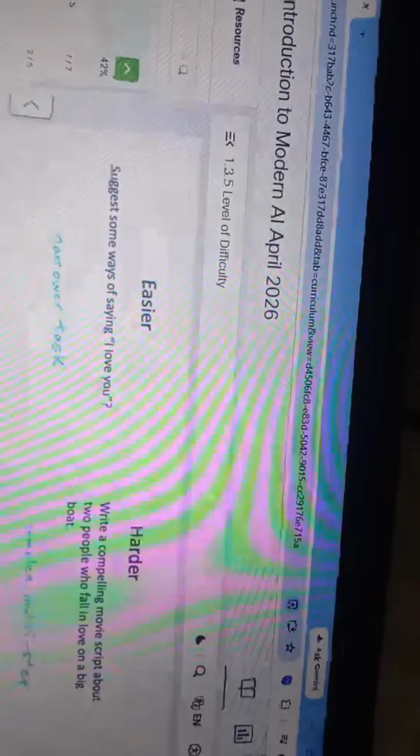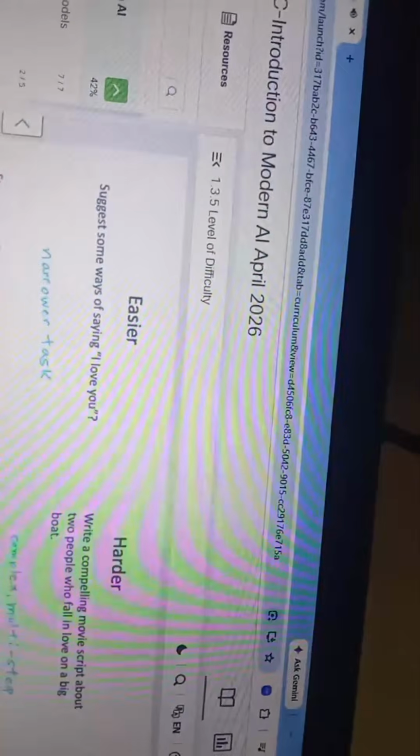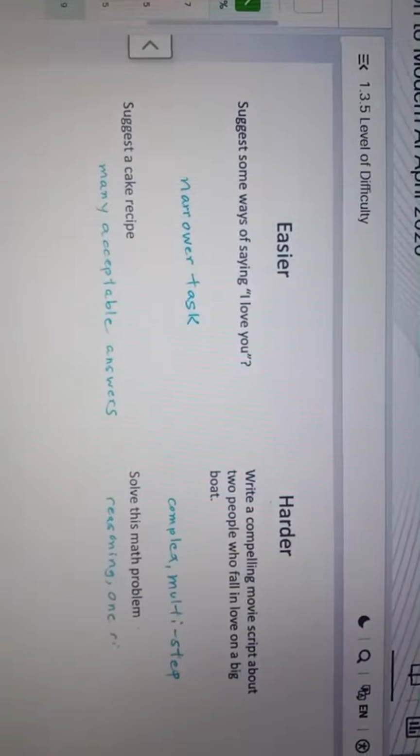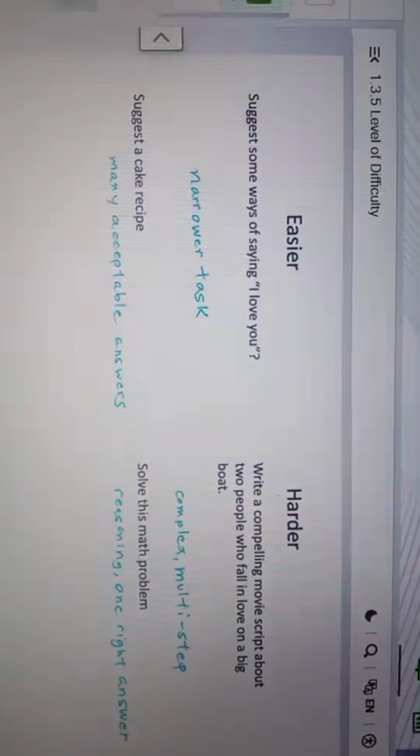Let's compare two other kinds of prompts. One is, suggest a cake recipe, and the other, solve this math problem. The first one can have more than one acceptable answer, whereas the other one requires reasoning and likely has only one correct answer, so it's more difficult to get correct.